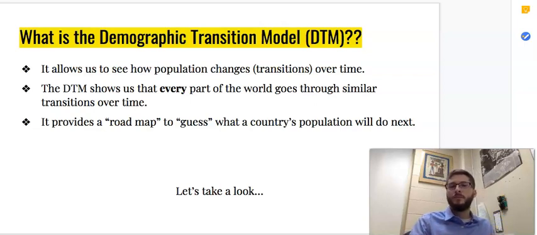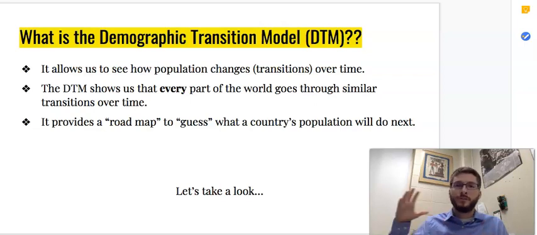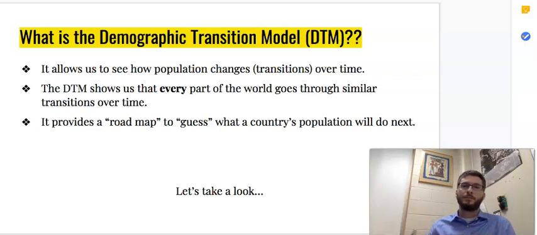The DTM shows us that each part of the world is going through similar transitions over time. Okay, that does not mean that every country gets to that same transition at the same time. It just means that every country kind of goes through its transitions in the same kind of way because of the same sort of factors for the most part. So even though the United States might have gotten to a different stage of this DTM hundreds of years before other countries make it there, the reason for its change is often quite similar.